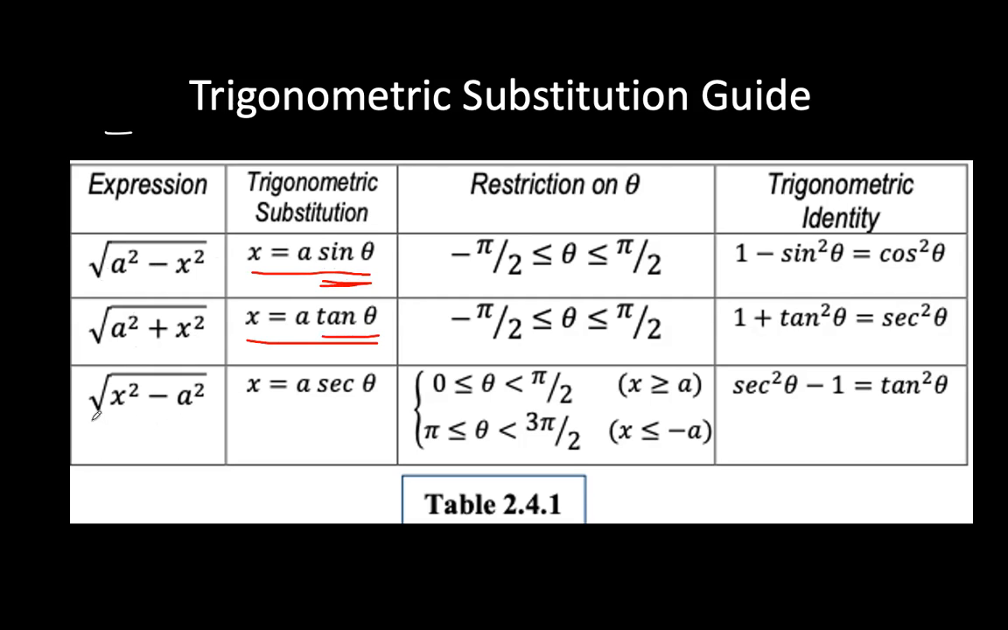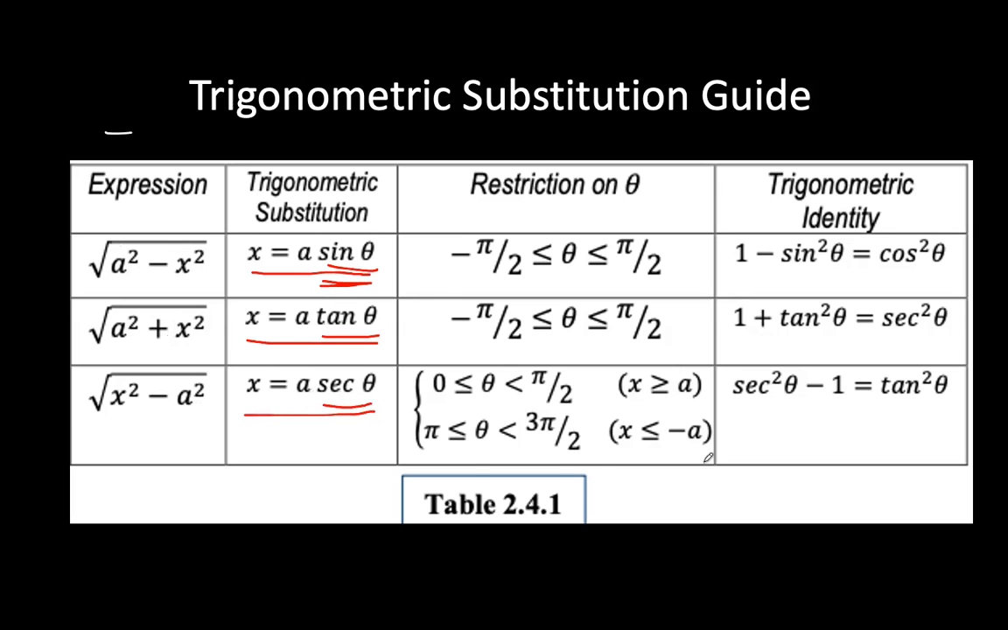And for the expression which is the square root of x squared minus a squared, we will be using the equation x is equal to a times secant theta. For me, it's easier to keep in mind the function to be used with respect to the expression given. So again, a squared minus x squared is sine theta, a squared plus x squared is tangent theta, and x squared minus a squared is secant theta. And later you will know why.